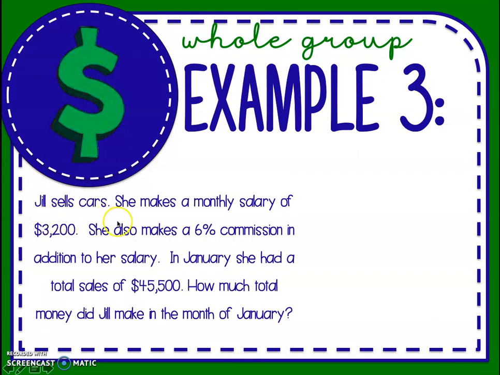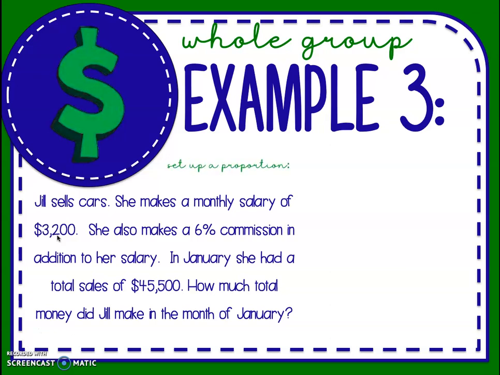Example 3 says Jill sells a car. She makes a monthly salary of $3,200. She also makes a 6% commission in addition to her salary. So this is her base salary, this is what she makes. But on top of that, she makes 6% commission. So in January, she had total sales of $45,500. How much total money did Jill make in the month of January? So what we have to do is find the commission she made, and then add it to her base salary, or what she was going to make already.